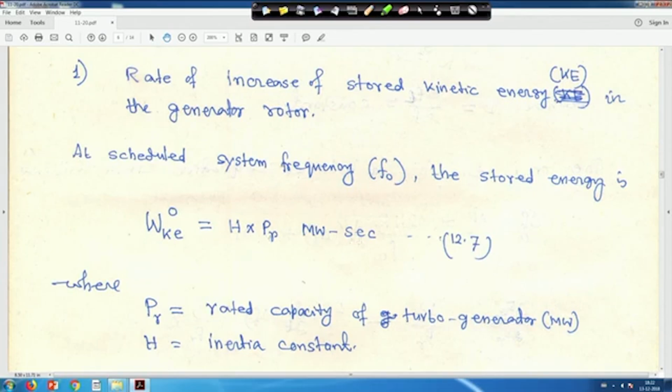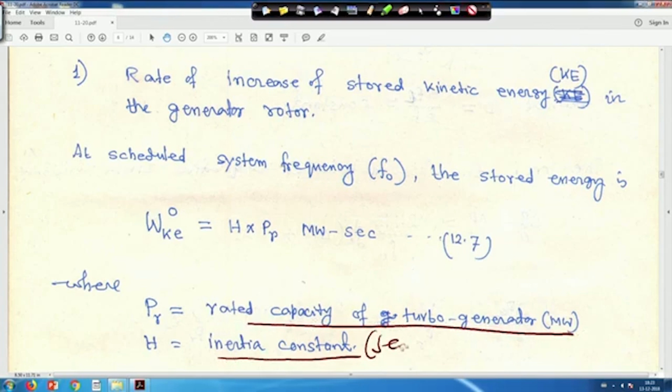This you have studied from your transient stability also, because the inertia constant of the machine is H, that is in seconds, and P_R is the rated capacity of the turbo generator system, in megawatts. So, its unit is megawatt second. This is equation 7, where P_R is the rated capacity of the turbo generator in megawatts and H is the inertia constant in seconds. So, the initial stored energy W_K0 is equal to H into P_R.